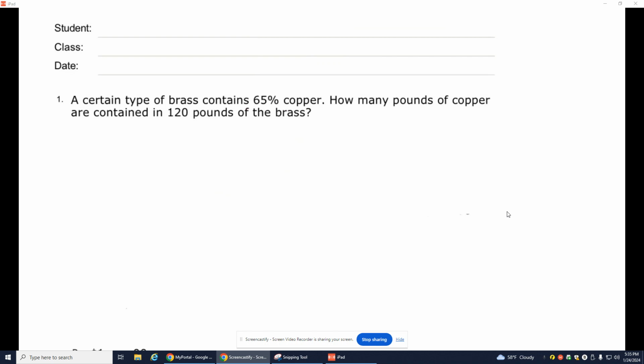All right, so question one: a certain type of brass contains 65% copper. How many pounds of copper are contained in 120 pounds of brass?